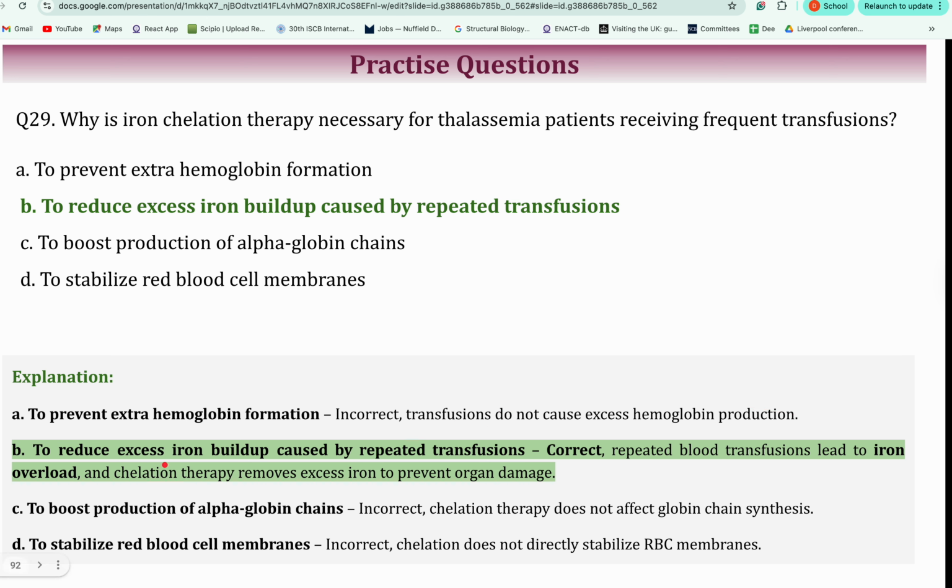This second option is right because there is excessive iron buildup due to repeated transfusions. So we need iron chelation to avoid that iron overload and prevent organ damage. Option C was to boost the production of alpha globin chains. This is also incorrect because chelation therapy does not affect globin chain synthesis. Option D was to stabilize the red blood cell membranes. This is also incorrect because chelation does not directly stabilize the red blood cell membranes. So the right answer is option B.